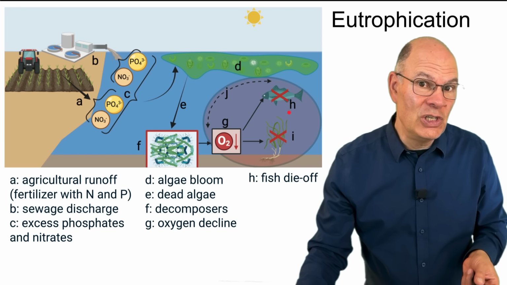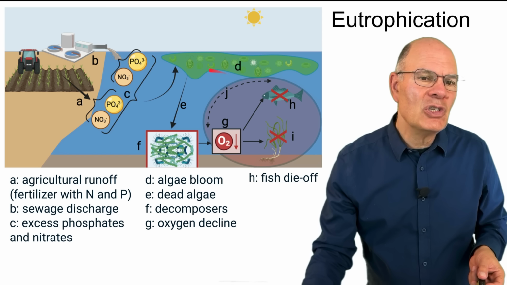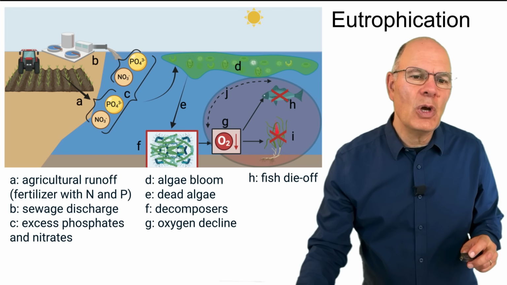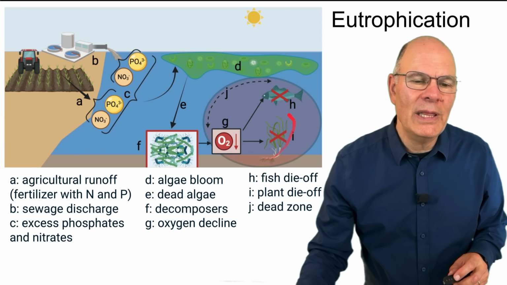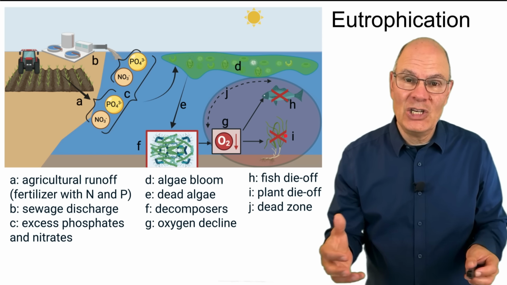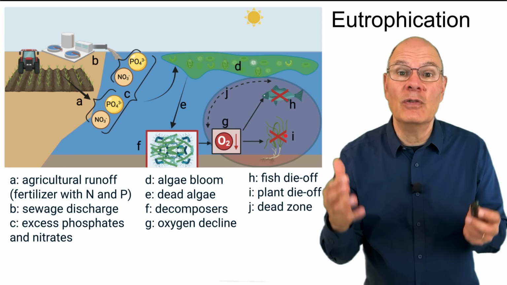That leads to fish die-off because the fish don't get sufficient oxygen, and the lack of oxygen and the shade that's caused by that algae bloom will also cause plant die-off. Overall, what we wind up with is a dead zone. That is what eutrophication causes. That's how it reduces aquatic biodiversity.